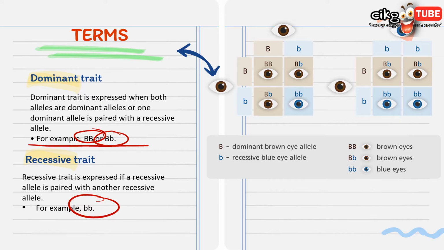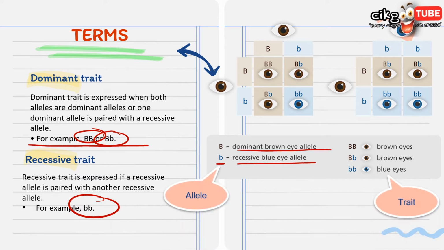For example, we have here the dominant allele for brown eye, and this small b here is for the recessive blue eye allele. Okay, so this is known as allele and this is known as trait. Brown eyes or blue eyes. So these are the traits that are carried by these alleles.